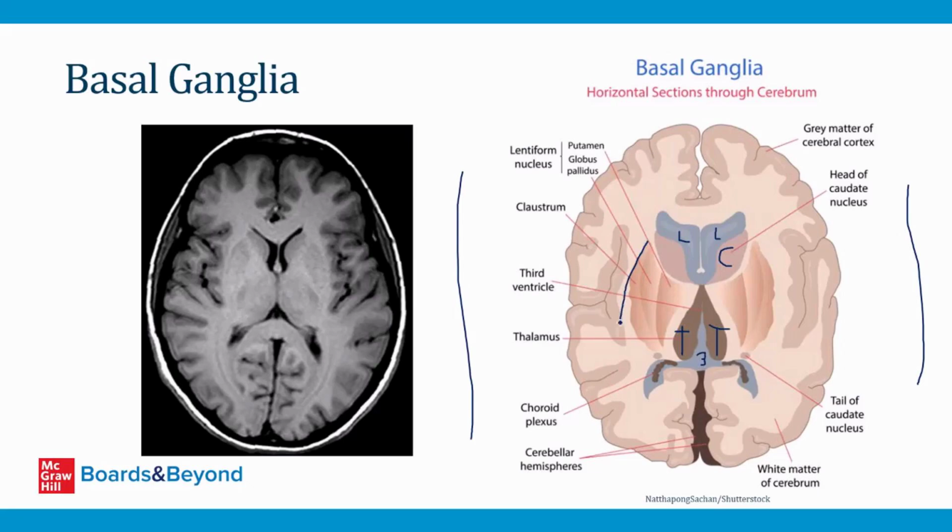And then this is the lentiform nucleus over here, which, as we just discussed, consists of the putamen and the globus pallidus. And you might be asked to identify some of these structures on an axial MRI, like the image I've shown on the left side of the screen here, and they're fairly easy to find. The caudate nucleus is going to be right here on either side of the lateral ventricles. This is going to be the thalamus right here, and the lentiform nuclei are going to be over here.